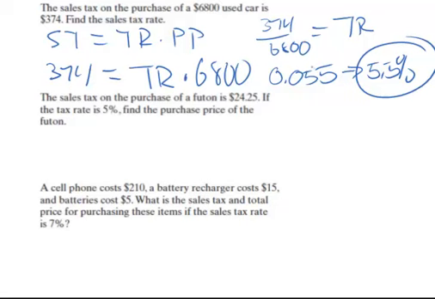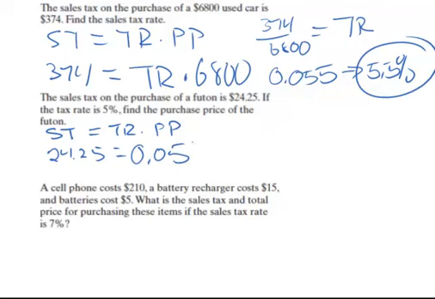All right, let's take a look at the next problem. It says the sales tax on the purchase of a futon is $24.25. If the sales tax is 5%, find the purchase price of the futon. All right, so I'm going to keep using my same formula. Sales tax equals tax rate times my purchase price. And so my sales tax is $24.25. My tax rate is 5%, so as a decimal, that's 0.05 times my purchase price.